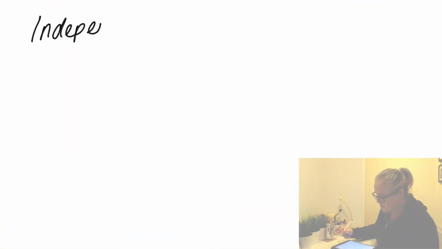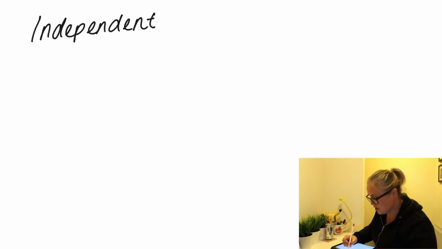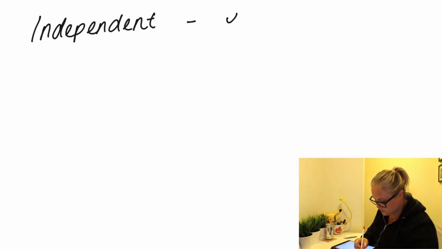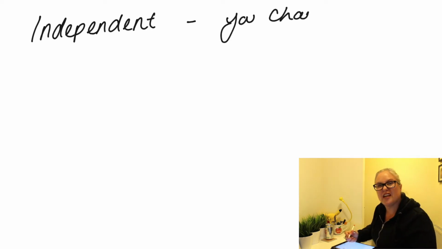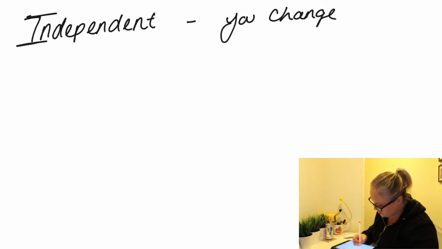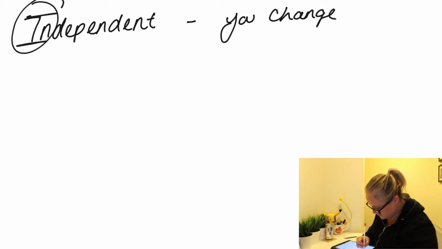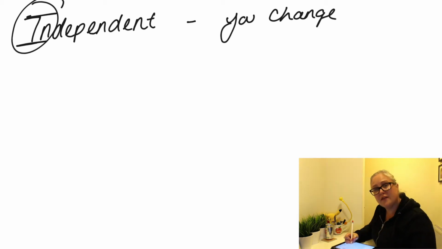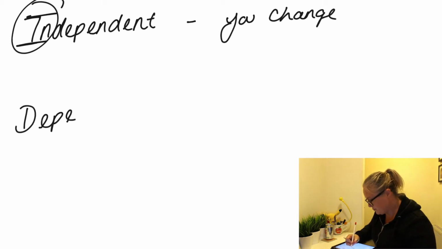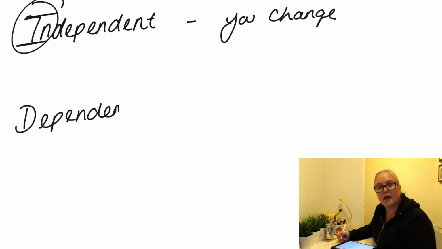The first is the independent variable. The independent variable is the one you change. Now the way I remember this is it starts with an I. I changed it. It's the one you change. The other type of variable is the dependent variable. And that's the one you measure. That will give you your result in an investigation.